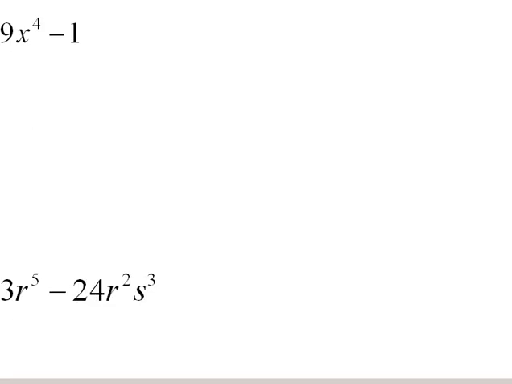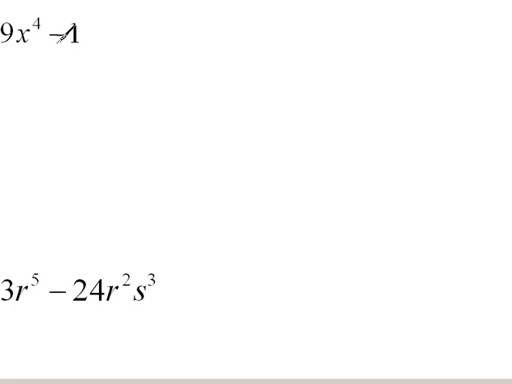Now let's do another one. Here we have a 9x to the 4th minus 1. Now, again, we have to always go back to our strategies. The first rule is to factor out a greatest common factor, and in this case we do not have one. So we look at how many terms we have. We have 2 terms, which means it either has to be a difference of squares or a sum or difference of cubes. Well, 9 is a perfect square, and x to the 4th is a perfect square, and 1 is a perfect square. So hopefully this is a difference of 2 squares.